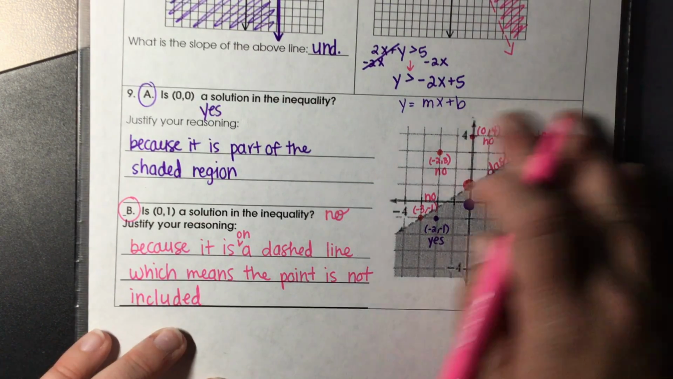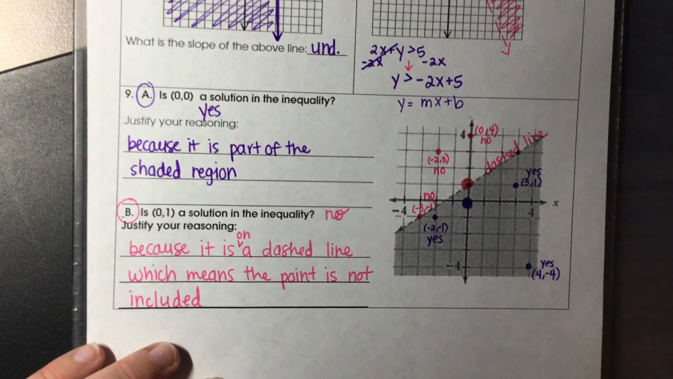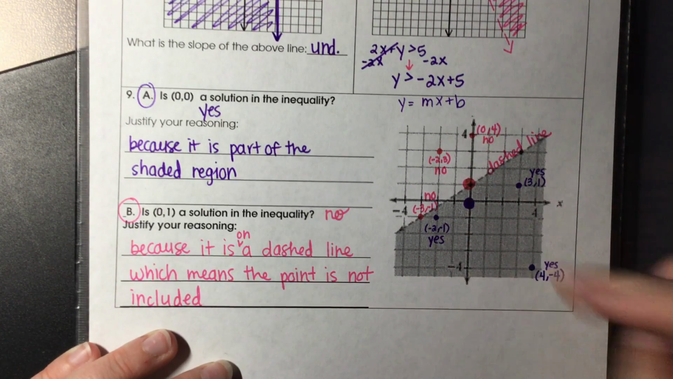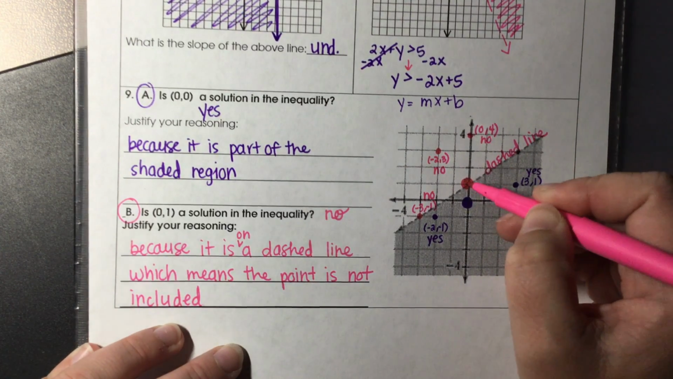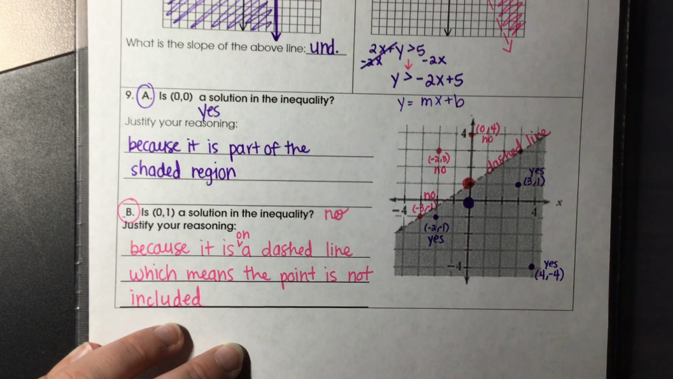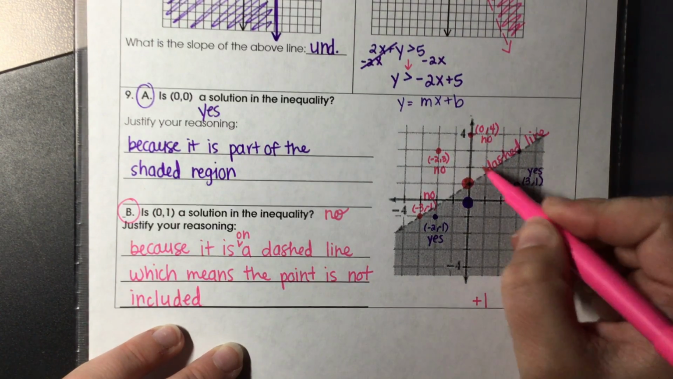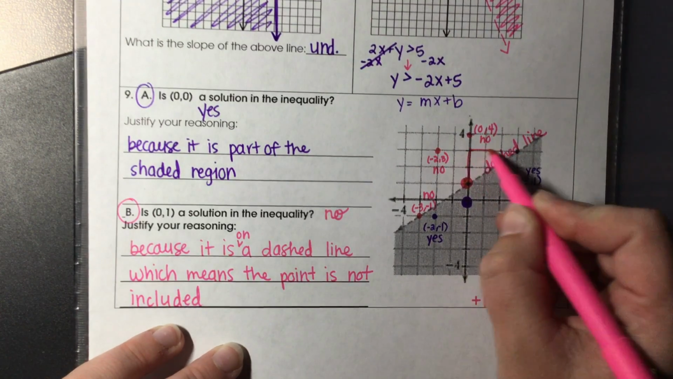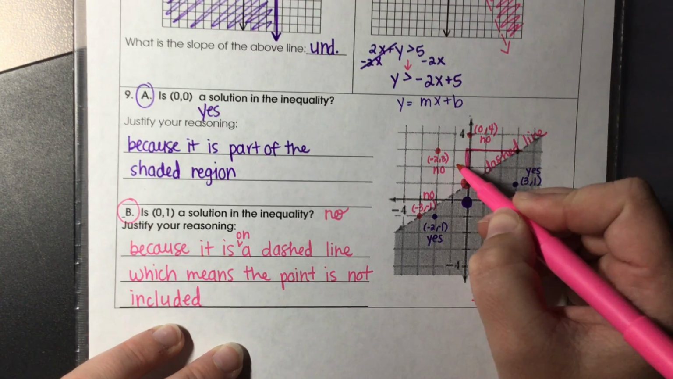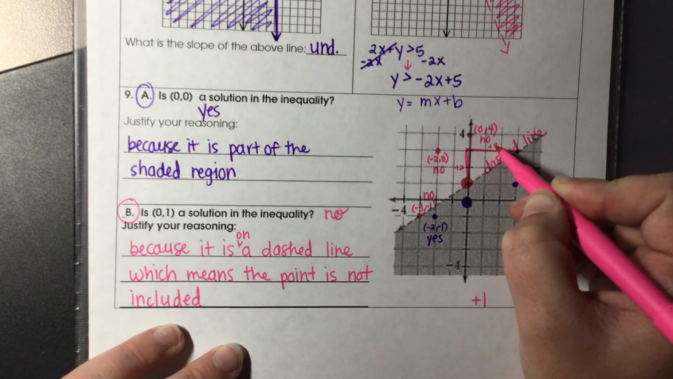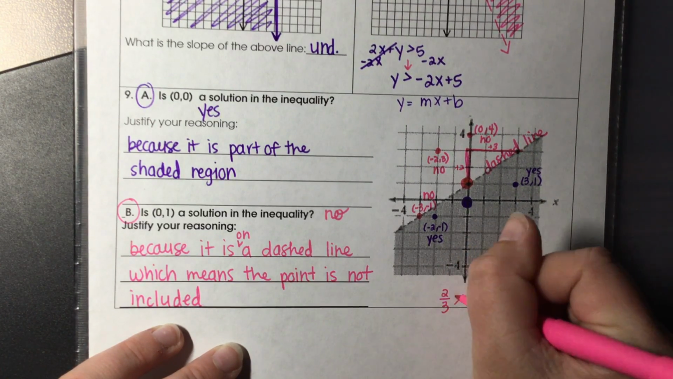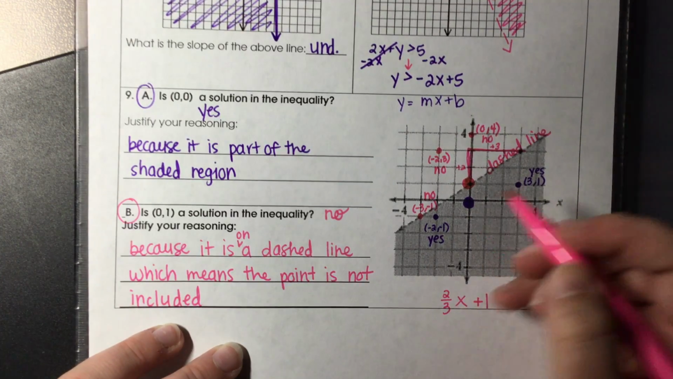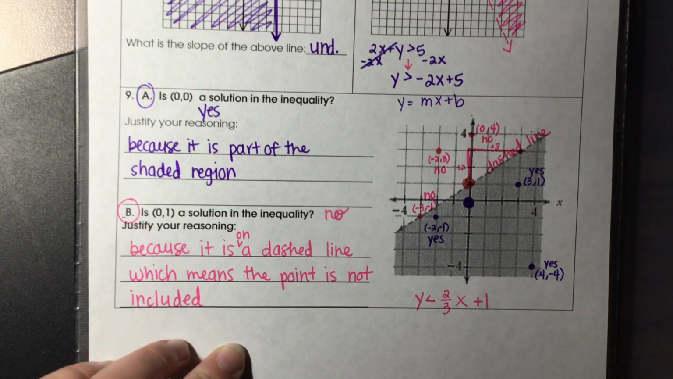What I can do in Desmos is write the equation. If I look at this graph, I have my y-intercept at a positive 1. And I have my slope, if I look at my little triangle here: I go up 2 and to the right 3. So my slope is 2/3 x, and this is going to be y less than or equal to.